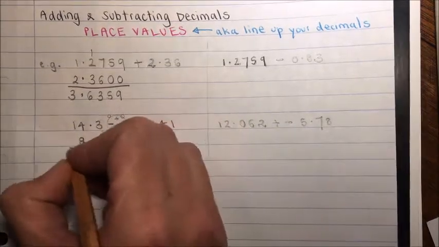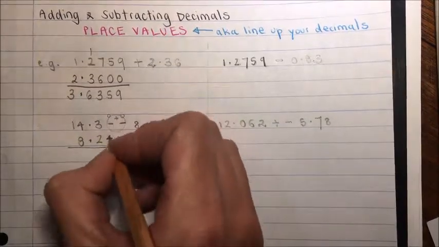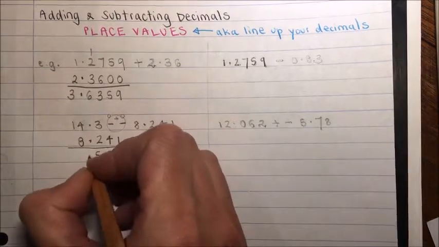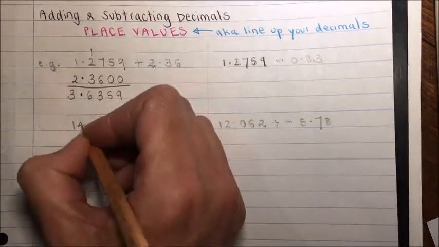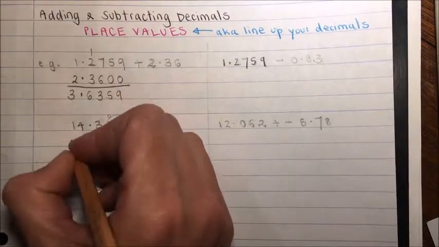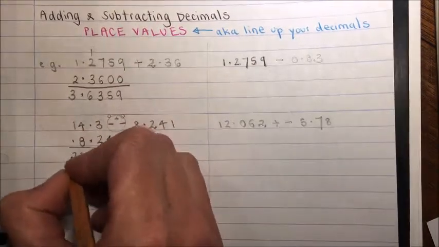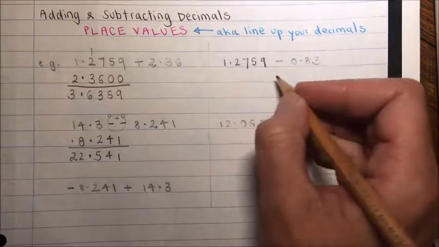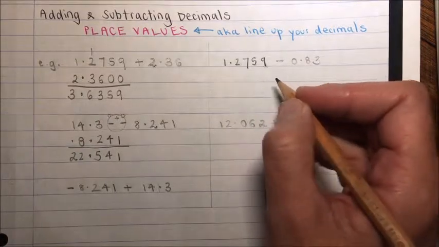0 plus 1 is 1. 0 plus 4 is 4. 3 plus 2 is 5. Decimal. 4 and 8 is 12. 1 and 1 is 2. Cool. So just remembering what we do, basically it's exactly the same as when you were working with large numbers.